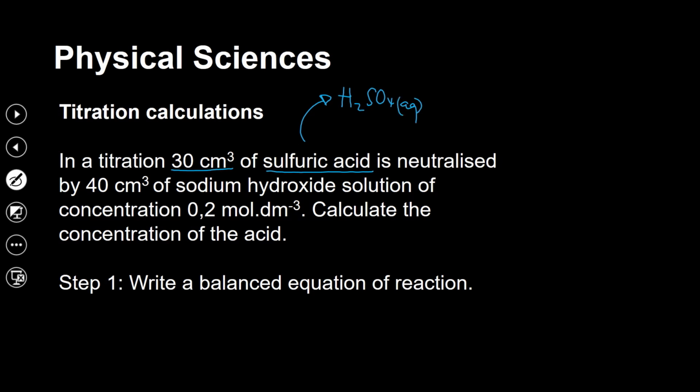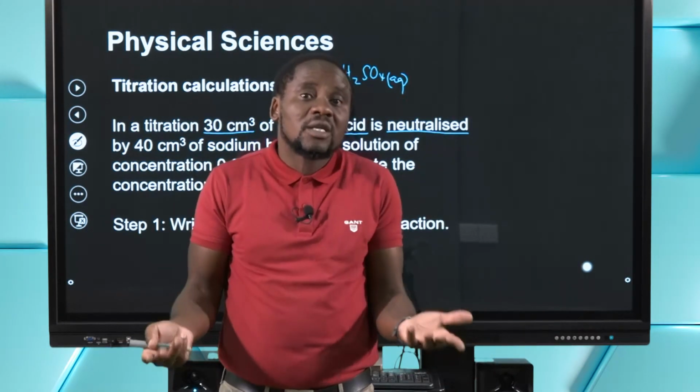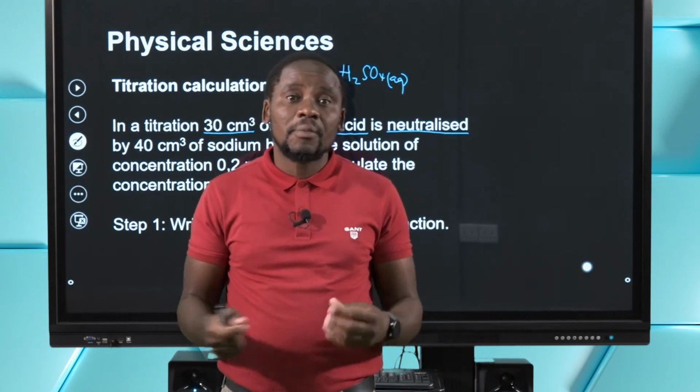So the correct chemical formula will have a lot of implications as far as the balanced equation. If the formula is incorrect, it will also affect how we balance the equation of reaction. So this volume of sulfuric acid is neutralized. Once it says neutralized, we immediately remember it is about an acid-base type of reaction. Hence, we describe it as a neutralization reaction.